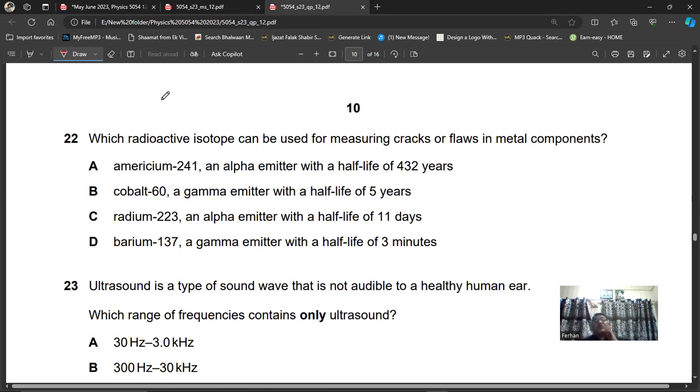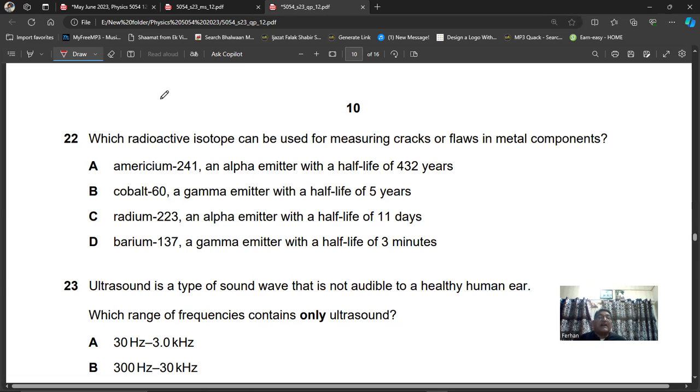So option A, americium 241, an alpha emitter. Alpha, no, this is not the option. Cobalt 60, a gamma emitter. This has a half-life of 5 years. Yeah, this can be an ideal case. Radium 223, an alpha emitter, with a half-life of 11 days. This is not good. 11 days is not a good option because after let's say 2, 3, 4 half-lives pass, you will have to replace it. And alpha, we are not going to use because alpha is not able to penetrate through the metal, so C cannot be the answer.